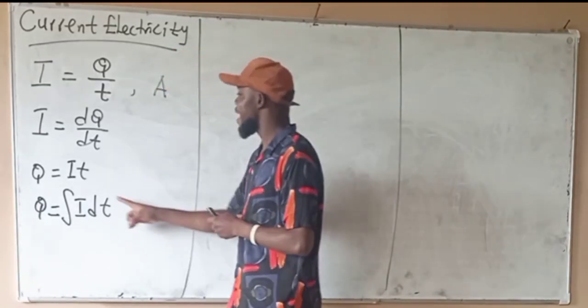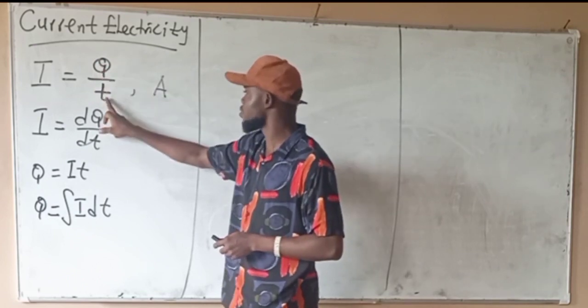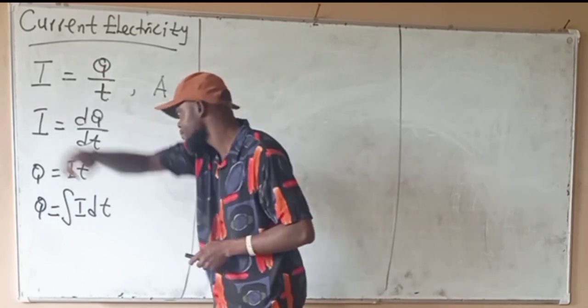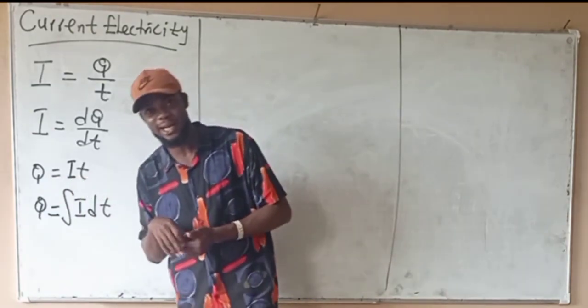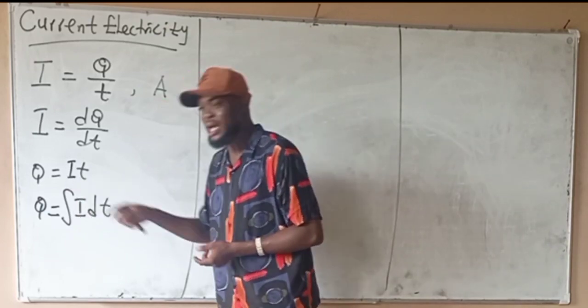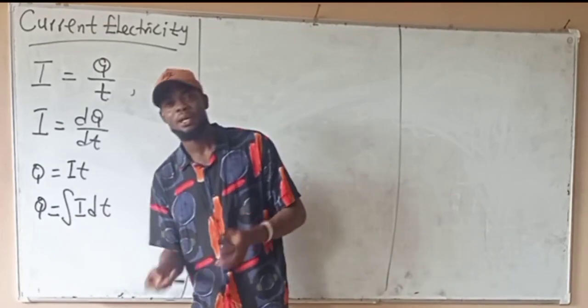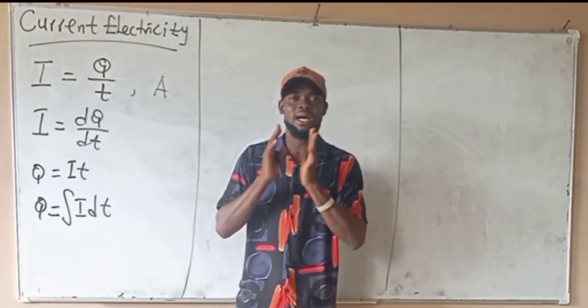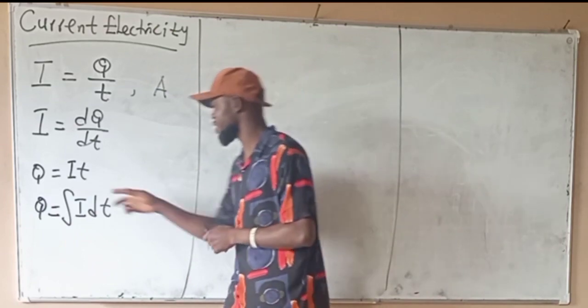Take note of that. Now, if you want to look for the charge, this charge will be equal to I times T. So IT is equal to charge. Take note of that. We can ask: what is the product of current and time? The product of current and time is called charge. That's what we call it, charge.